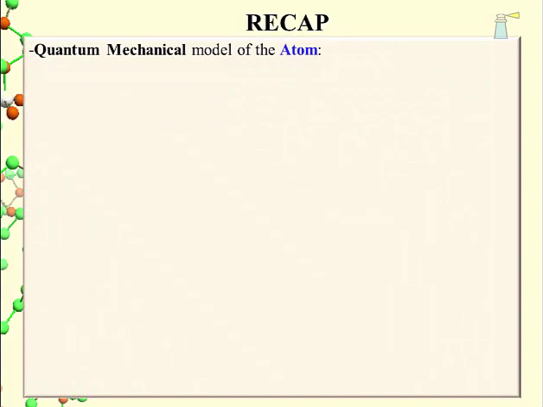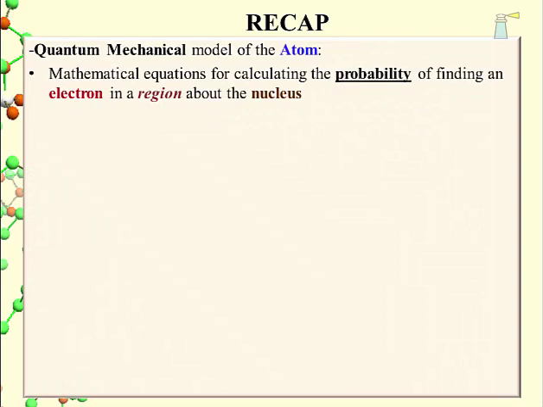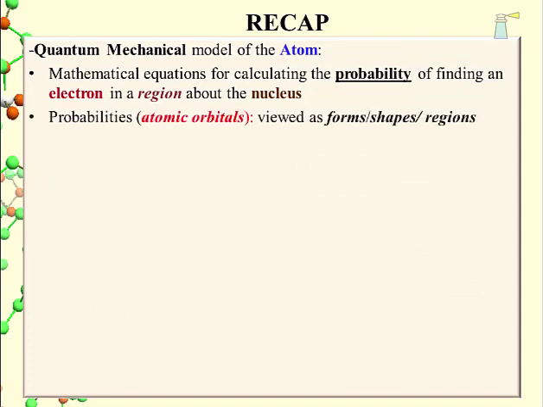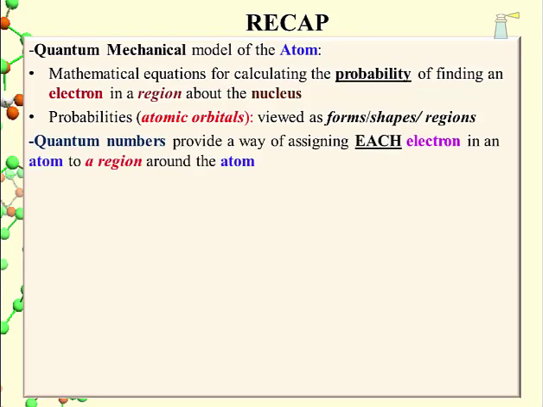Recapping this lecture, quantum mechanical model of the atom. The model is based on mathematical equations for calculating the probability of finding an electron in a region about the nucleus. Probabilities, referred to as atomic orbitals, can be viewed as forms or shapes or regions. Quantum numbers provide a way of assigning each electron in an atom to a region about the atom. Actually, assigning electrons is the topic of electronic configuration lecture.